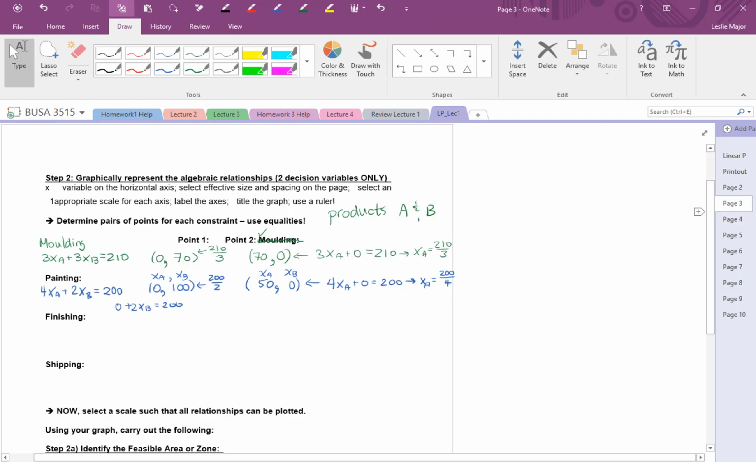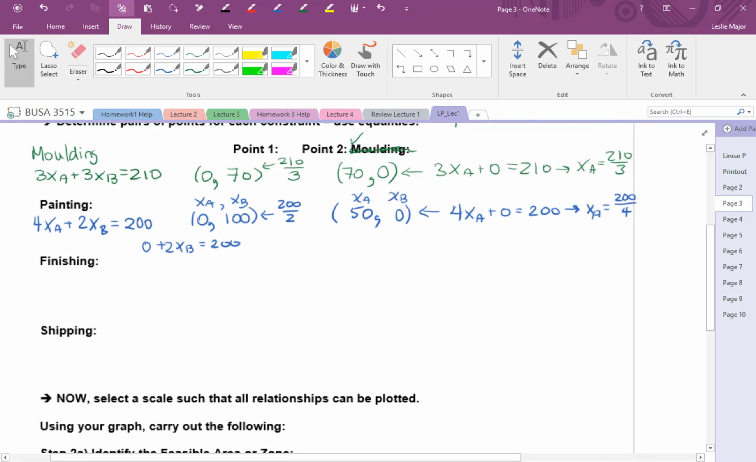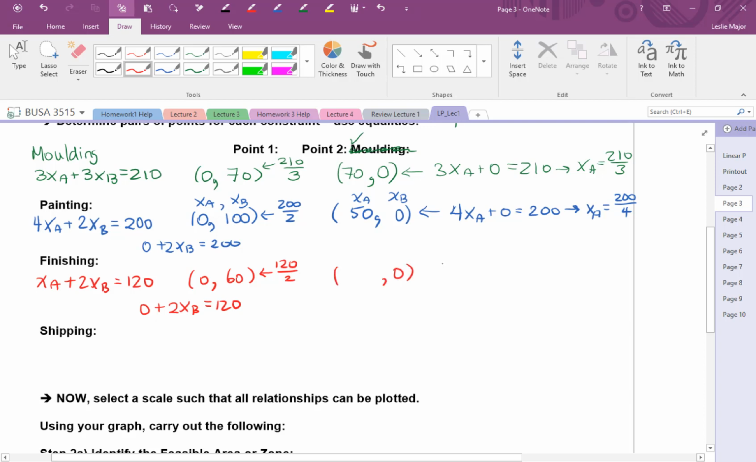So let's go back here and figure out what our points on our straight line will be for finishing. Okay, so finishing, the equation was the following. Xa plus 2xb was less than or equal to 120. Well, for the straight line equation, we'll just set it strictly equal to, and we're going to first put xa at 0 and see what we get. Xb is going to turn out to be 60, which is 120 over 2. Now let's put xb at 0 and see what we get for xa. So we get xa plus 0 equals 120.